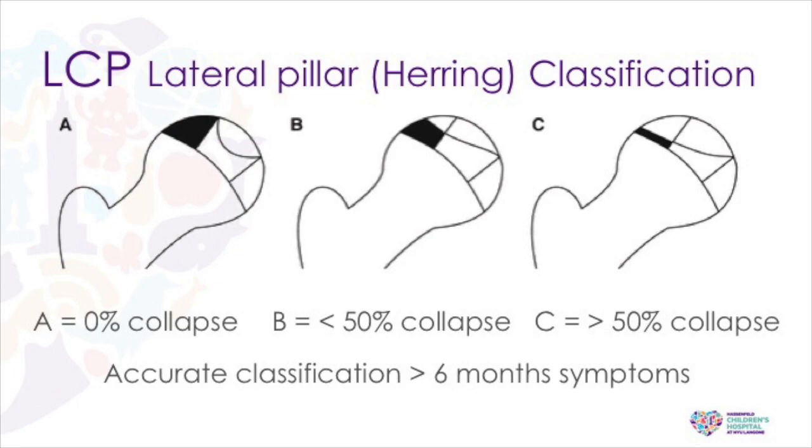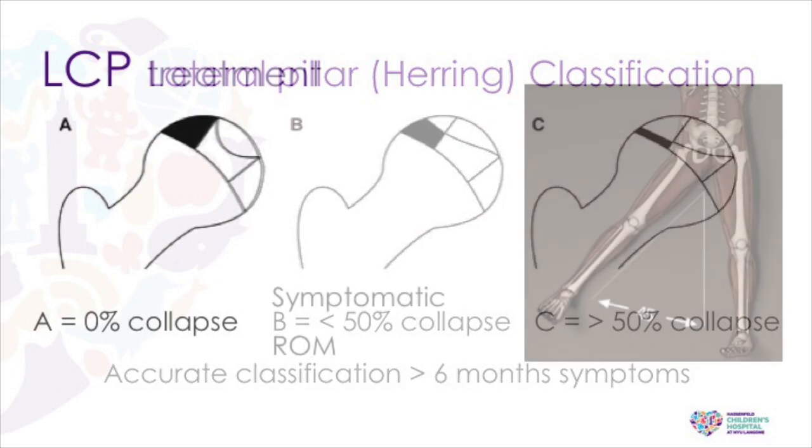This divides hips into 3 kinds. Type A presents 0% collapse of the lateral pillar. Type B, up to 50%, and Type C, more than 50% collapse. The classification was later modified to include a so-called BC borderline group, as the authors noted that accurate classification could not be made before 6 months of symptoms.